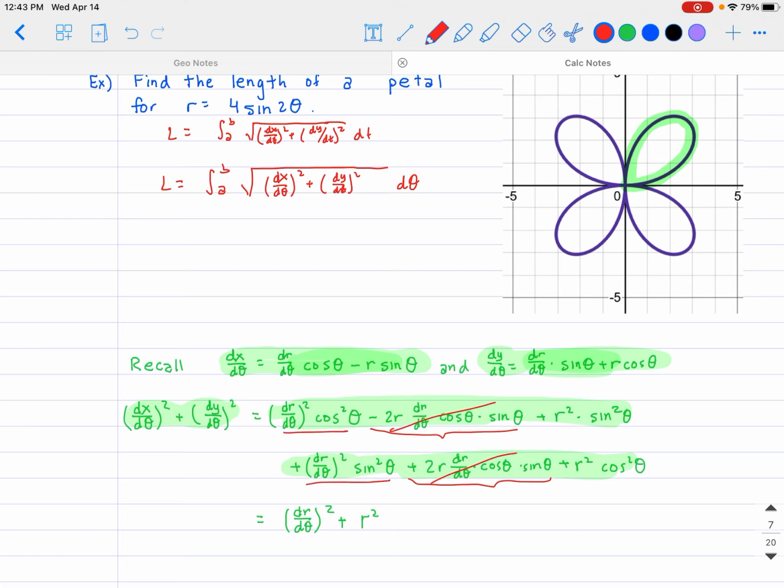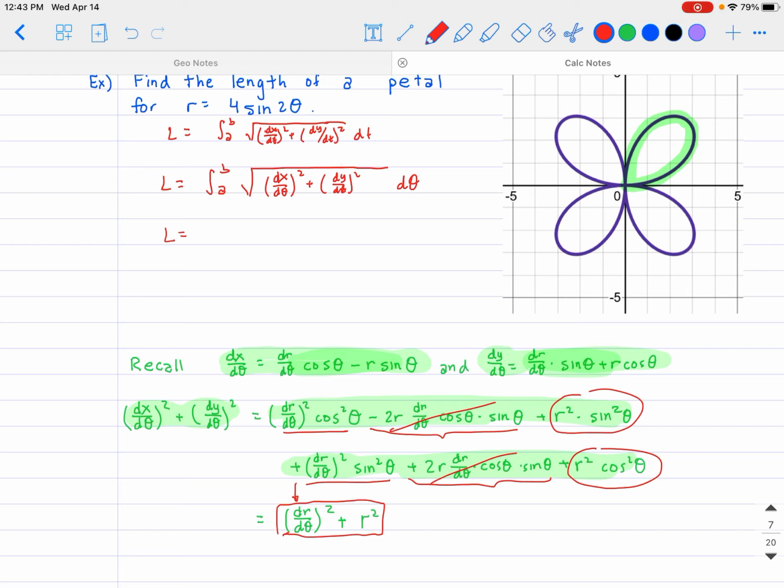And the first term for each one both contain (dr/dθ)², and then cosine squared and sine squared. So that right there comes out to be just (dr/dθ)², because cosine squared plus sine squared is equal to 1. And similarly, we have r² times sine squared plus r² times cosine squared. So that just comes out to be r², because, again, of the identity. So in short, what we're trying to solve for on the inside comes out to be just as simple as this right here. So now we can go ahead and write it out.